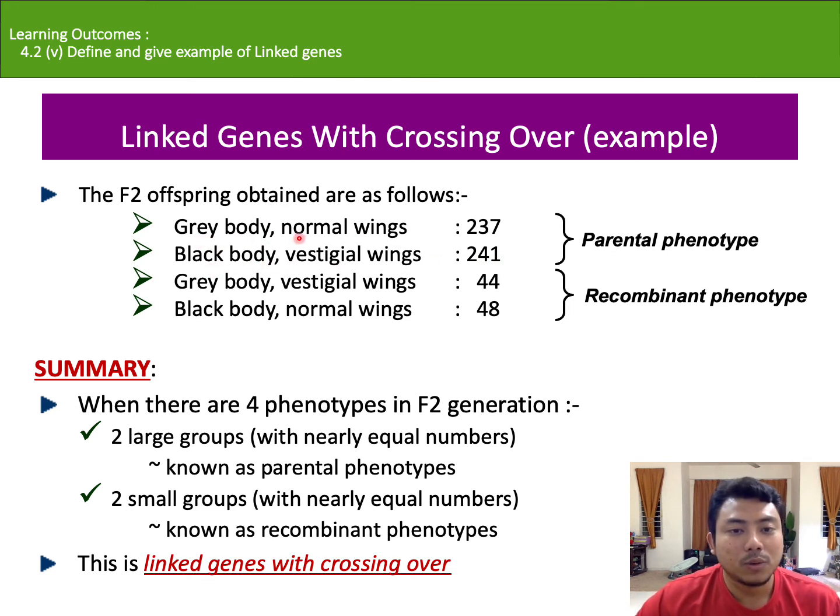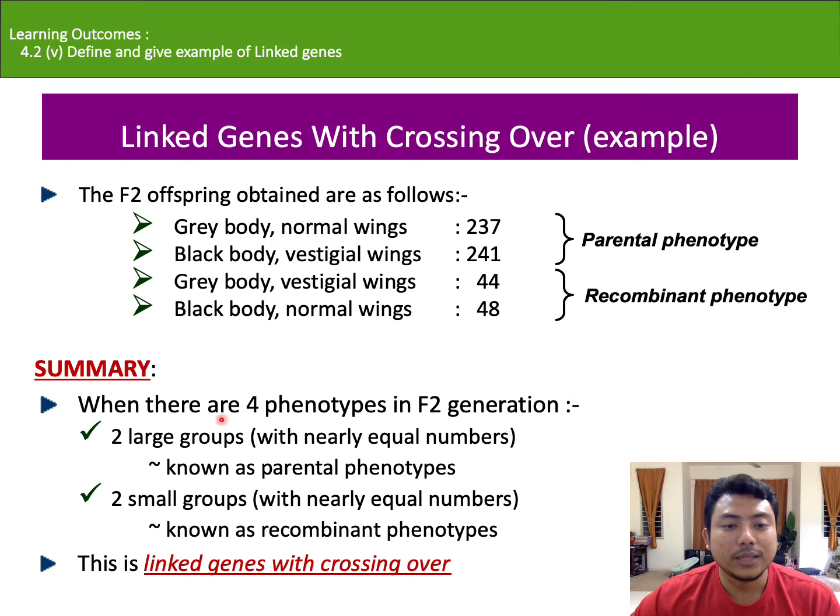Grey body, normal wings is exactly as one of the parents. Black body, vestigial wing is also exactly like the other parent. So these two are the same traits as their parents. Whereas grey body and vestigial wing, none of the parents had grey body and vestigial wings. And no parent had black body with normal wings either. So these two, this one and this one, are the recombinant phenotypes. The recombinant phenotypes have a much smaller number.